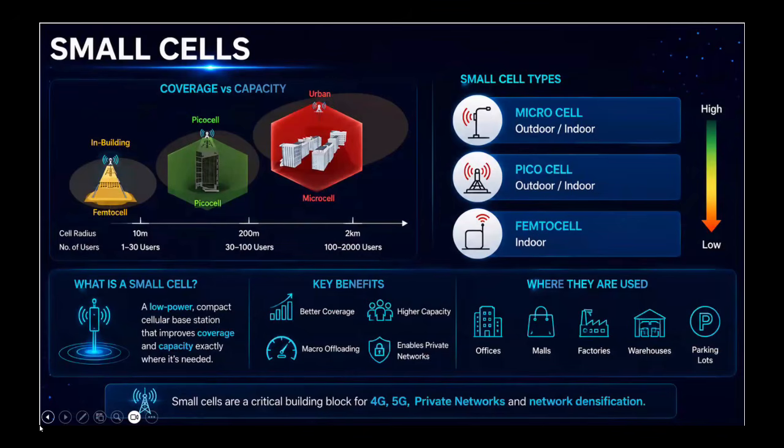Now look at the different types of small cells. Traditionally, we can classify them as femtocells, picocells, or microcells, mainly based on their coverage, power, and the deployment environment.